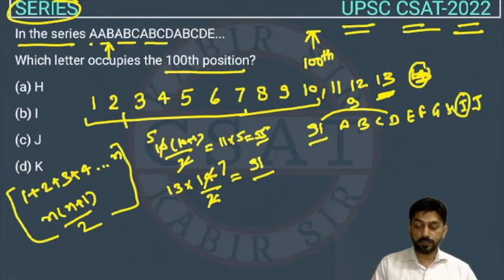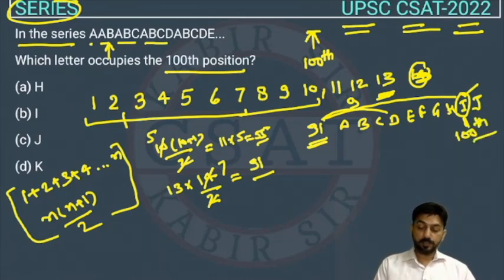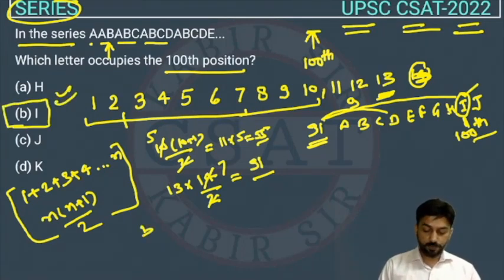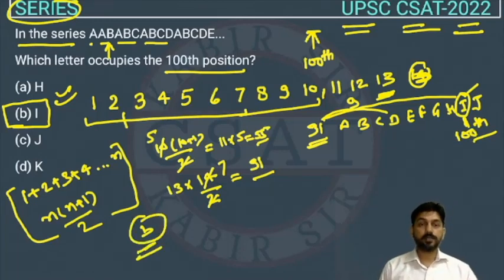So this is at the 9th position, because 91 we have already reached, right? So this is at the 91 position, and this is the 100 position in this series. So at the 100 position there will be an I. So the answer will be option B. So option B is the correct answer, right?